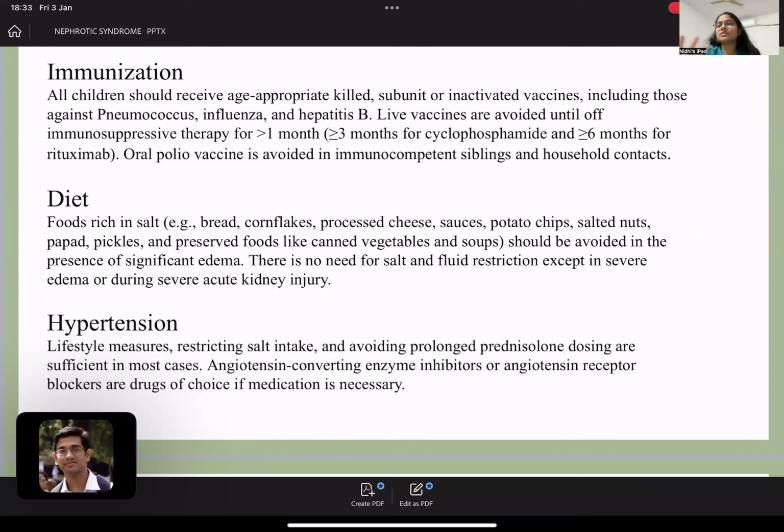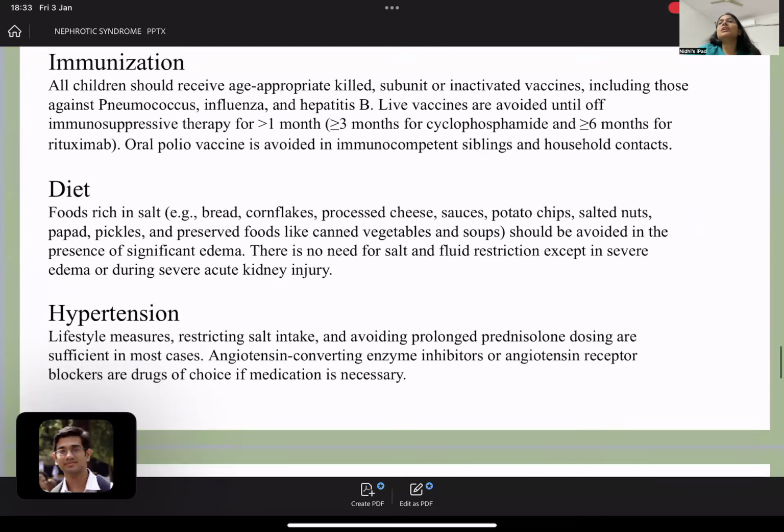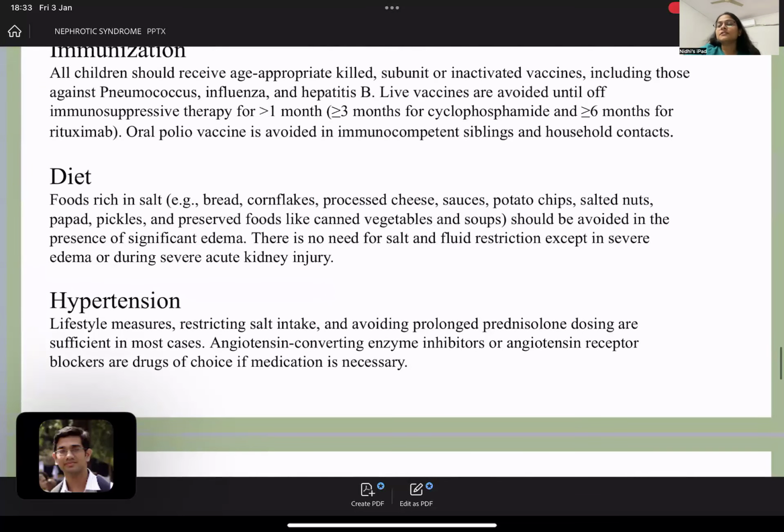They are immunosuppressed patients. So we cannot give live vaccines to these patients, because if you give live vaccines to immunosuppressed patients, they can get the disease.